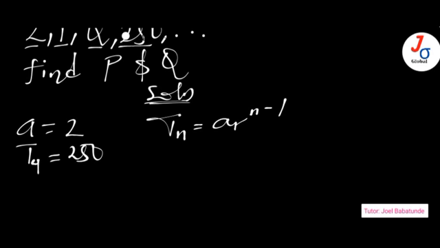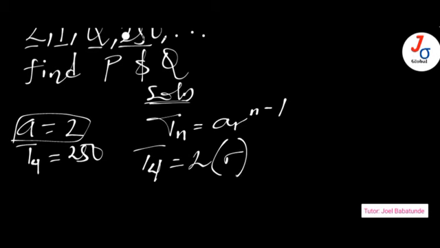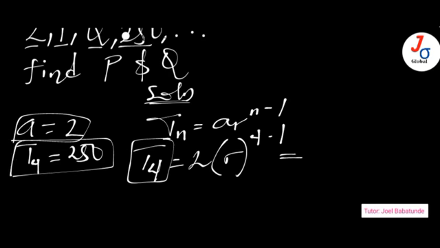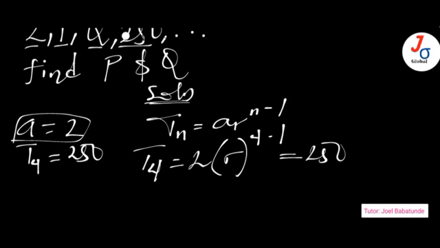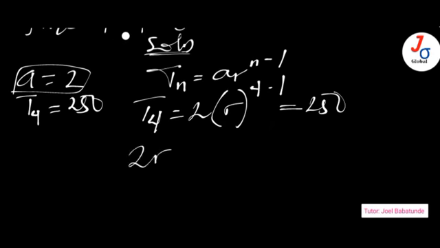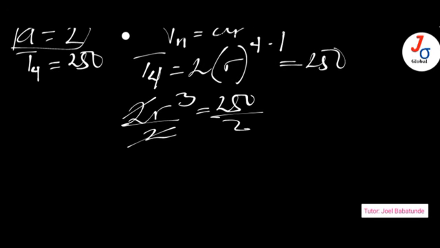And if that's the case, therefore T4 has to be what's A, and A is 2. That's 2 into what's our R? We don't even know. Okay, but we know that n is what? 4, as we're solving for. 4 minus 1, and all of that T4 is actually equal to 250. Okay, so that tells us that 2R raised to the power of 4 minus 1 is actually 3, raised to the power of 3, is equal to 250. So I could divide both sides by 2. So that means my R raised to the power of 3 is actually 125.